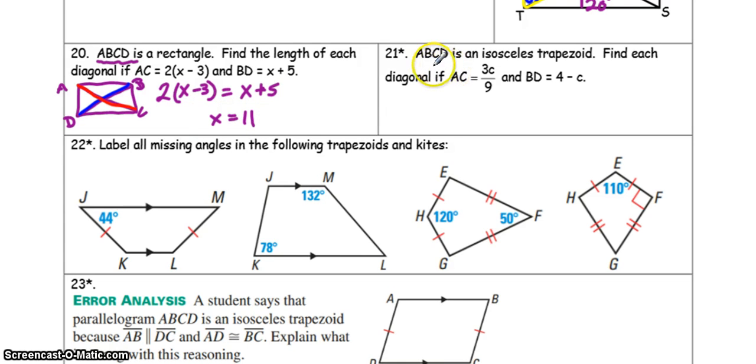Question 21. ABCD is an isosceles trapezoid. Again, let's draw the diagram of that. So we've got this isosceles trapezoid here, A, B, C, D, with those congruent sides and those parallel sides. Find each diagonal if AC equals 3c over 9 and BD equals 4 minus c. Now, again, in an isosceles trapezoid, similar to in a rectangle, the diagonals DB and AC will be congruent. So just like in question 20, we can set these two values equal to each other. 3c over 9 equals 4 minus c.